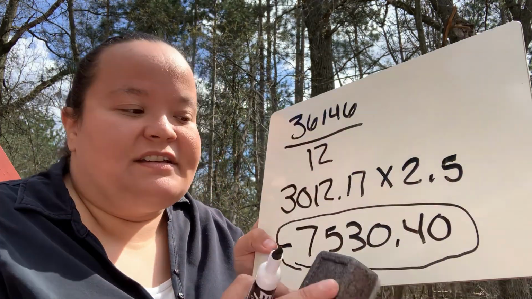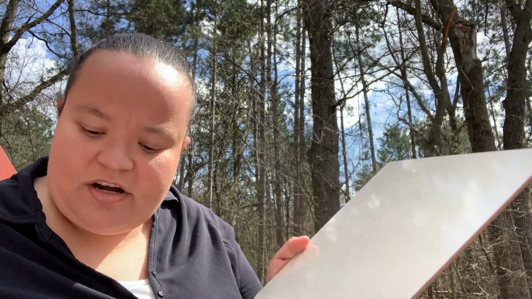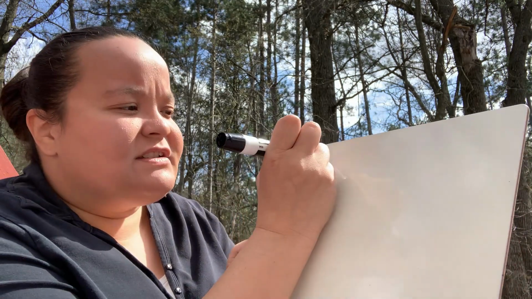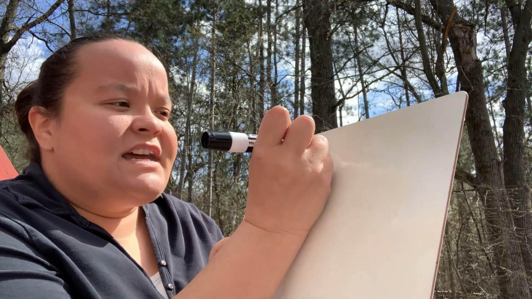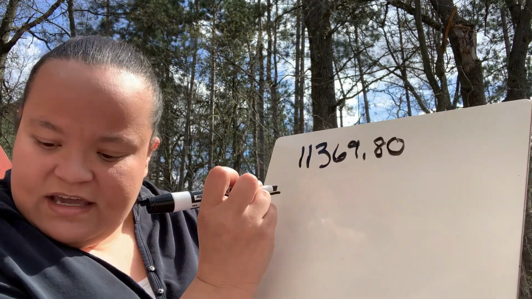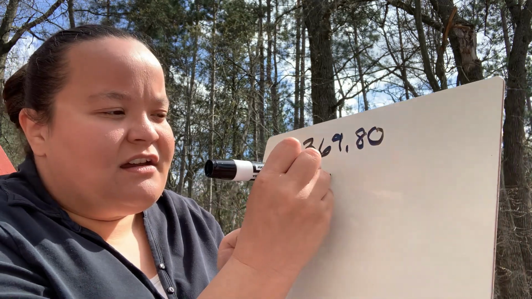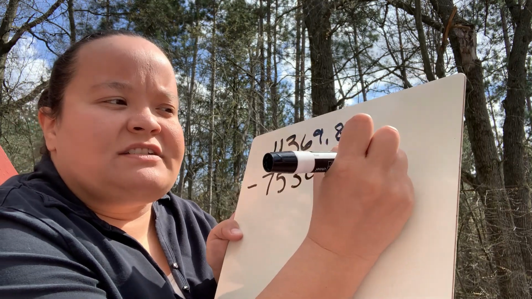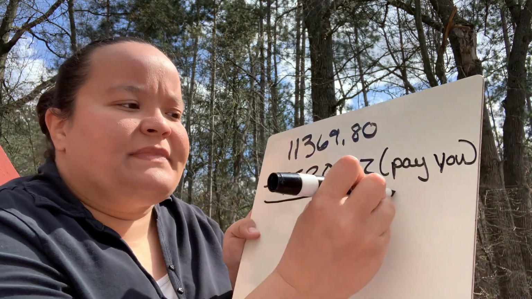The second part, you'll need that number. Save that number with you. The second part is you take your total loan amount, $11,369.80, minus the $7,530.42, which is the amount you pay yourself, that they don't need to know other than they need to see you pay yourself. So that amounts to pay you.